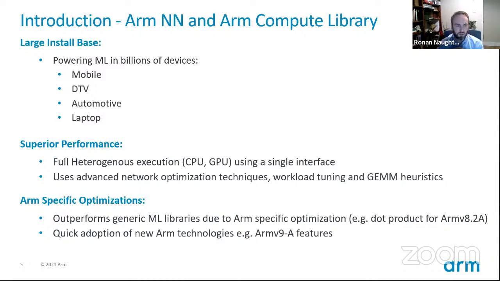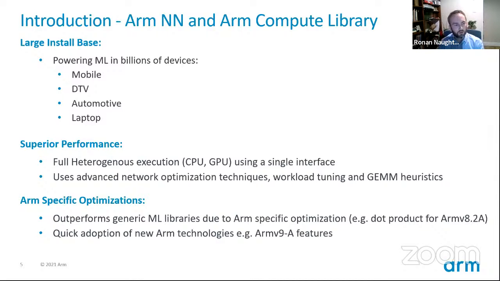The other thing to mention is that we have quick adoption of new ARM technologies, like ARM v9 features. So if you take, for example, the new Dimensity 9000 chipset, which is the first chipset with ARM v9 CPU, we already have support for the underlying technologies like SVE2, which is available in v9. So if you want to take advantage of those technologies the minute those SoCs are deployed, you can do that by using ArmNN and Compute Library.